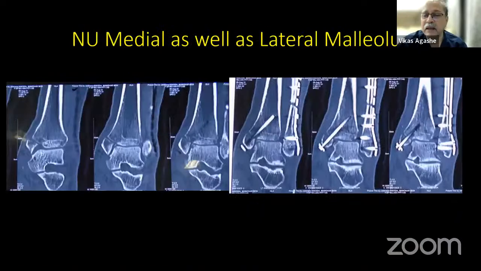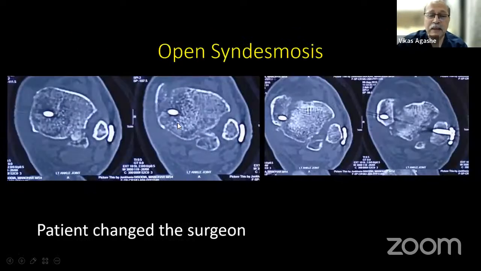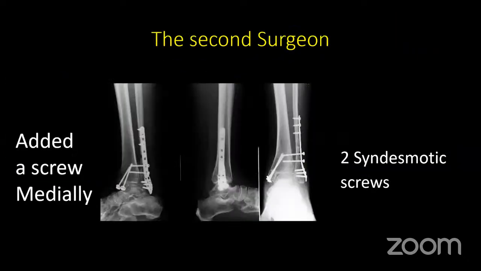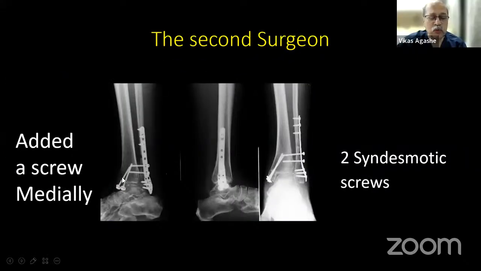So that was the time when he consulted another surgeon who took a CT scan. You can see the medial malleolus definitely in non-union. The lateral malleolus also is possibly in non-union, and the syndesmosis is open. Here you can see there's a small posterior malleolus fracture. The second surgeon took over and added one more screw on the medial malleolus and added 2 syndesmotic screws.